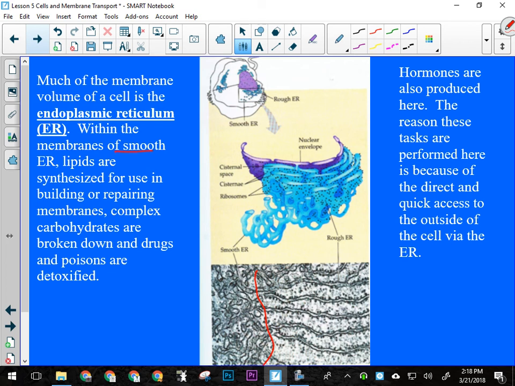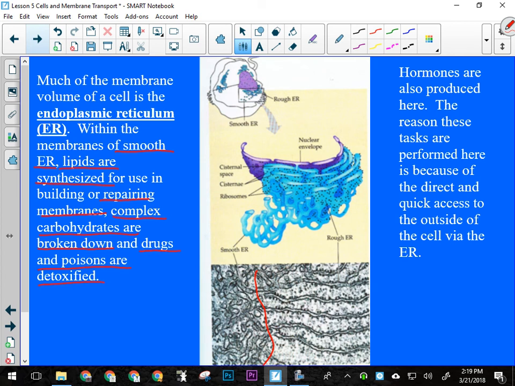In the smooth ER, okay, so if we're looking at what does the smooth ER do, the smooth ER makes lipids, okay, and the lipids are used for repairing membranes. Complex carbohydrates are broken down. Right, so starches, if you had like a bunch of rice or a bunch of pasta or something like that, that's really starchy food, or potatoes, really starchy food. Okay, those starches get broken down in the smooth ER, and then the simpler sugars can be used. Okay, drugs and poisons are detoxified.